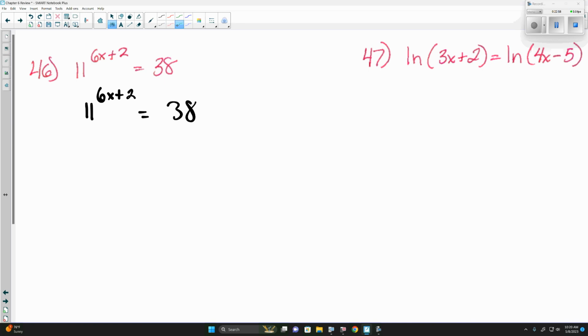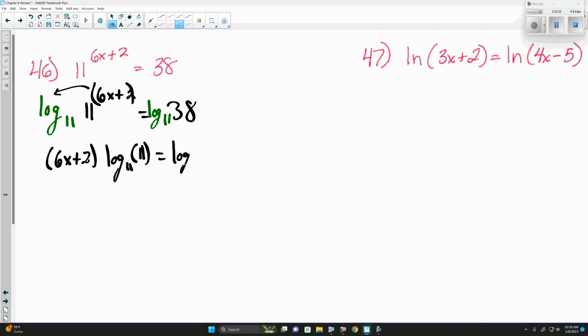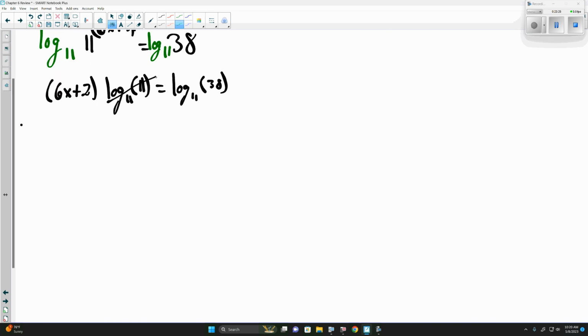We only have an exponent, a variable, and one exponent, so we're going to apply a log to both sides. Well, what base would we use? Because on the one side, this entire thing would move to the front. So we'd have 6x plus 2 times log base 11 of 11 is equal to log base 11 of 38. Log base 11 of 11 simplifies to 1, leaving us with 6x plus 2 is equal to log base 11 of 38.